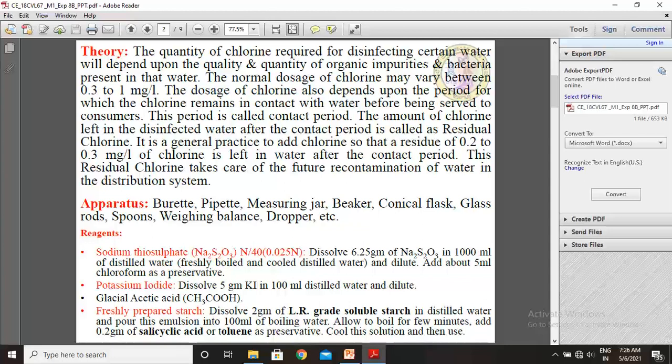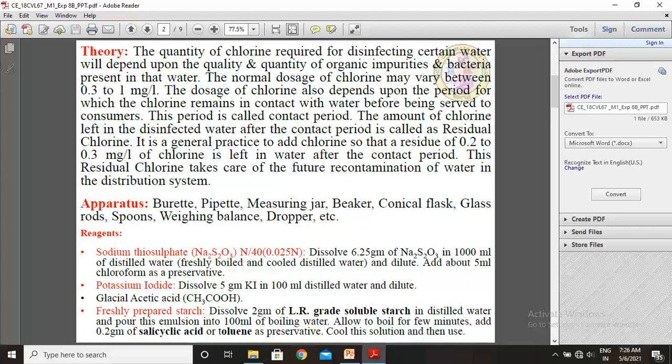Next, theory for this experiment. The quantity of chlorine required for disinfecting certain water will depend upon the quality and quantity of organic impurities and bacteria present in that water. The normal dose of chlorine may vary between 0.3 to 1 milligram per liter.